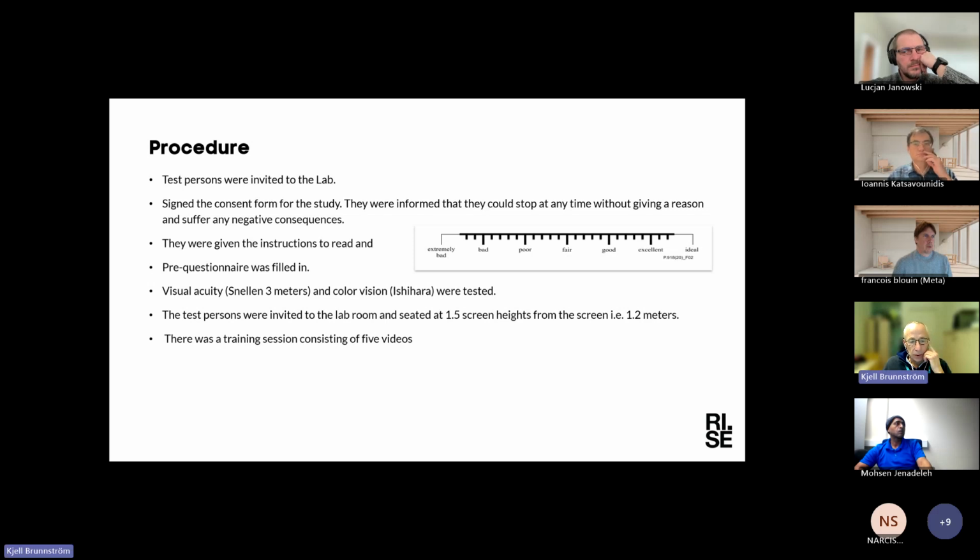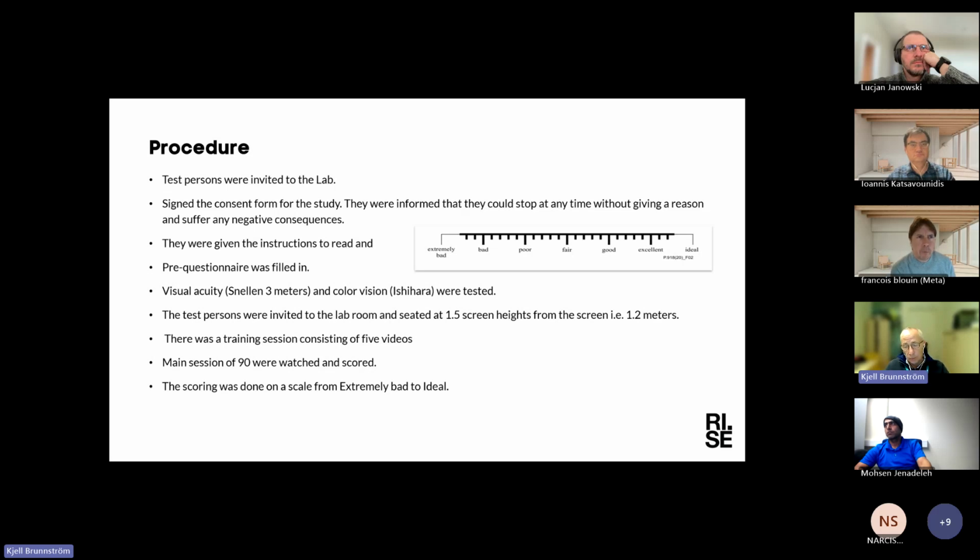Then there was a training session consisting of 5 videos, and the main session of 90 PVSs that were then scored. The scoring was done on the scale shown here in the picture. It gave interesting results, especially in the usage of the full range of the scale between bad and excellent. So it was a nice idea. I haven't used it before. It was an experience.